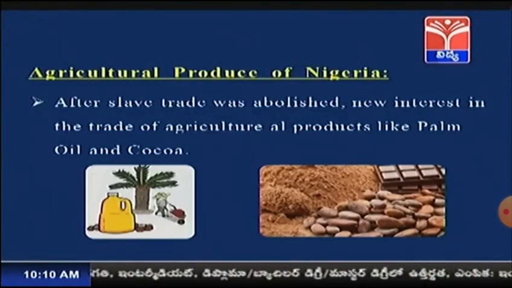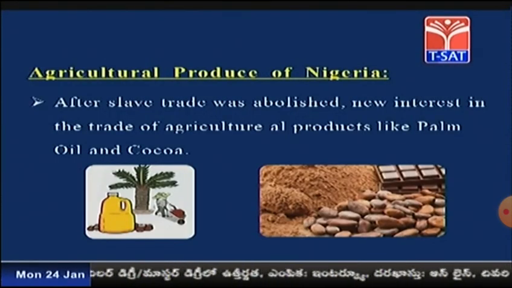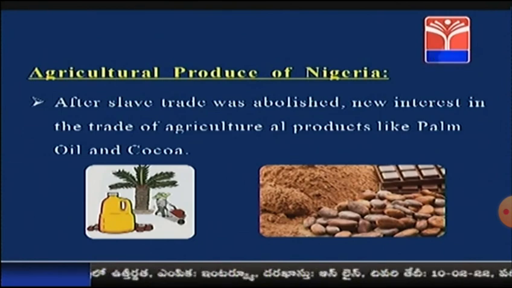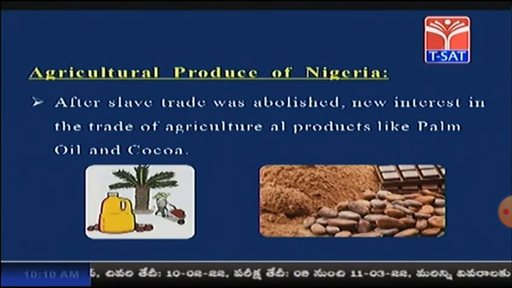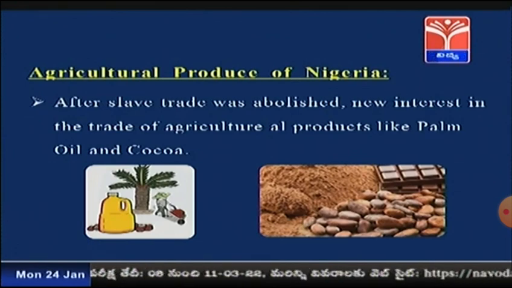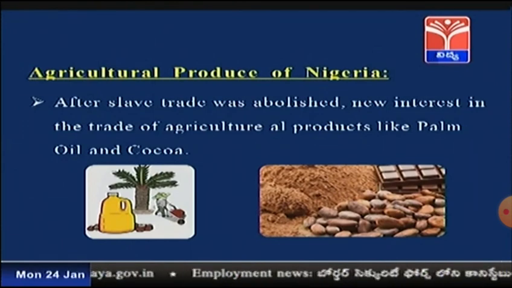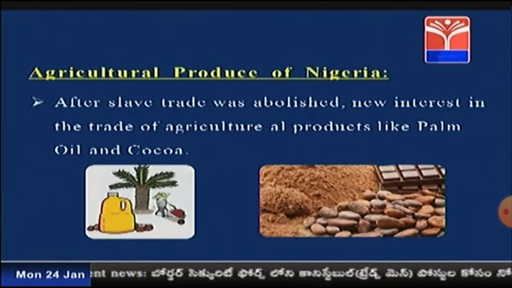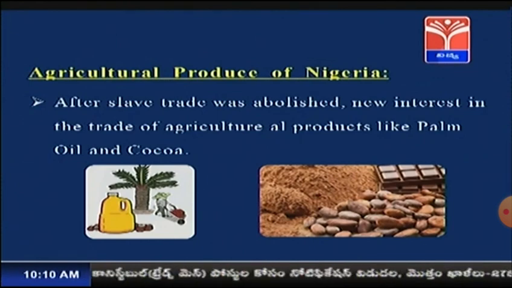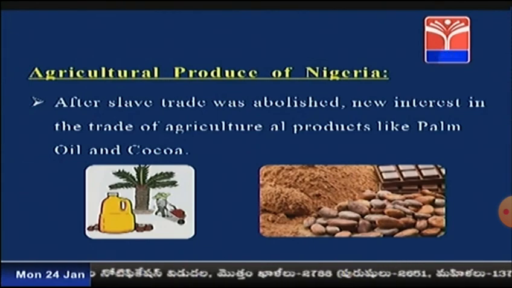So after the slave trade was abolished, the new interest in Nigeria for the colonial powers was regions of petroleum. And new interest in the trade of agricultural products like palm oil and cocoa. Children, you know palm oil, which is used even in our daily cooking, and also cocoa.